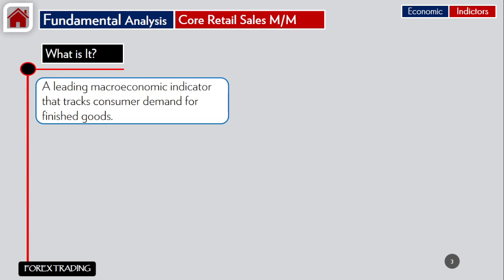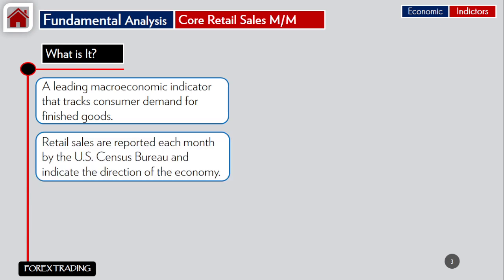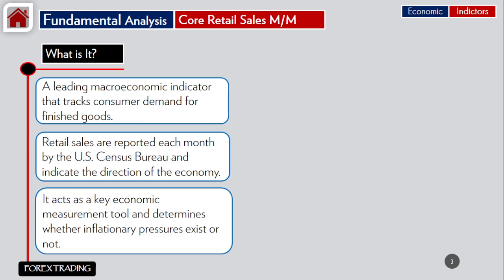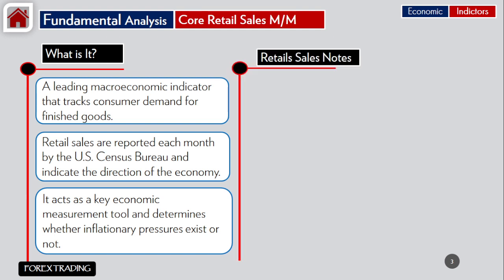So what is it? It's a leading macroeconomic indicator that tracks consumer demand for finished goods. Retail sales are reported each month by the US Census Bureau and indicate the direction of the economy, which way the economy is heading. It acts as a key economic measurement tool and determines whether there are inflationary pressures or not. So it is also a tool to measure inflation as well.